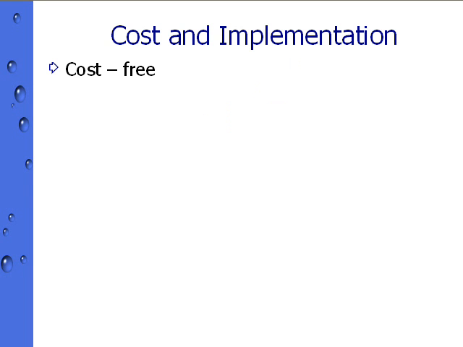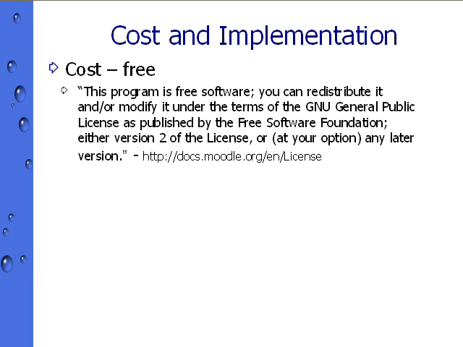Because Moodle is open source and under the GNU General Public License, it costs nothing to use. The exact wording is thus: this program is free software. You can redistribute it and/or modify it under the terms of the GNU General Public License as published by the Free Software Foundation, either version 2 of the license or, at your option, any later version. Because the program itself is free, there are no license fees to pay, ever. While there are costs associated with installing, hosting, and maintaining Moodle, the lack of license fees gives Moodle a great financial advantage over other course management systems.